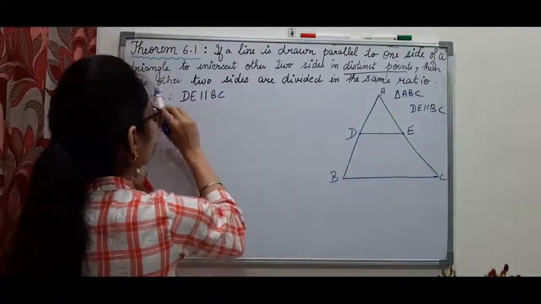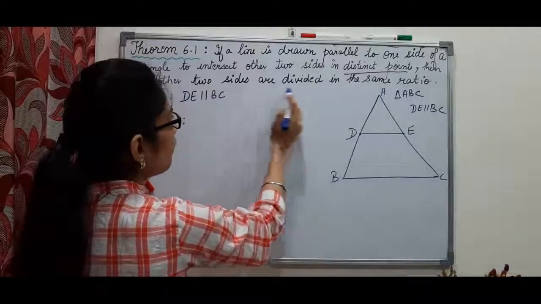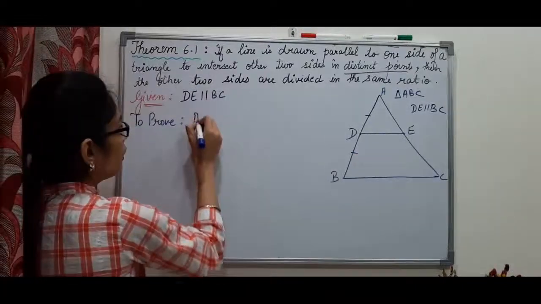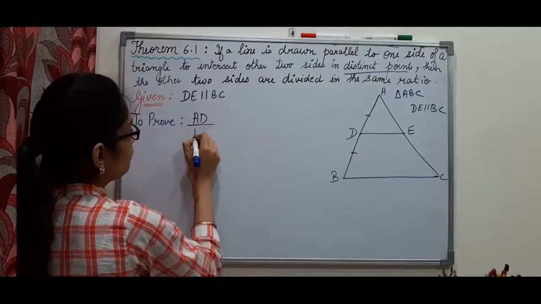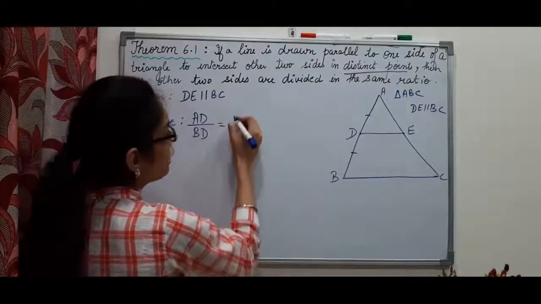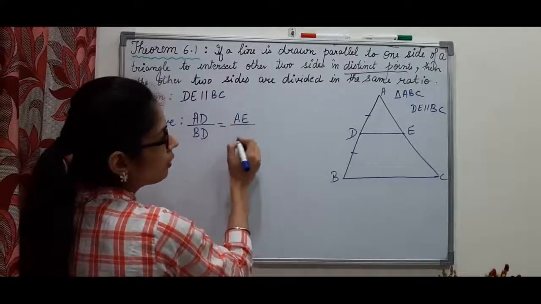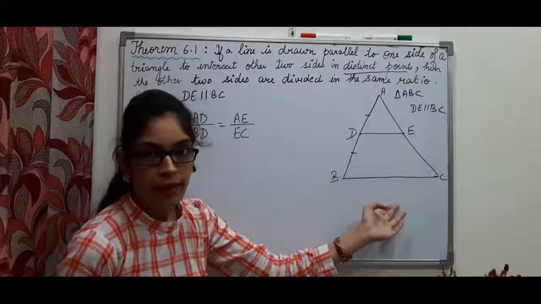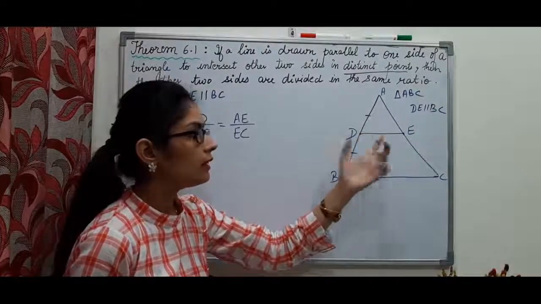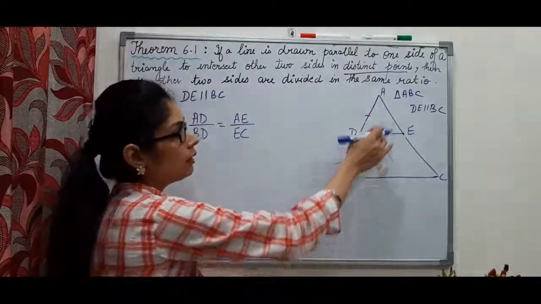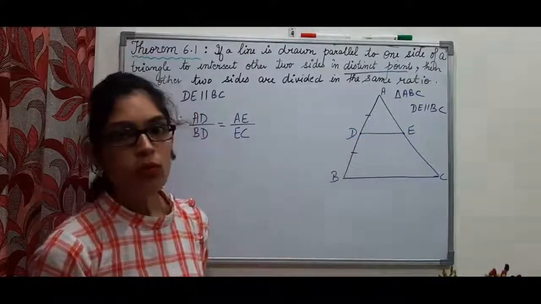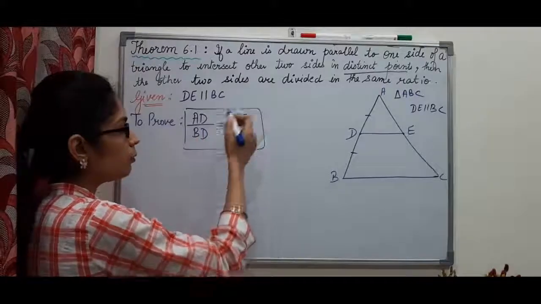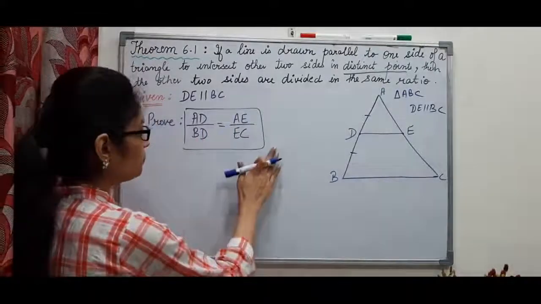So this is the thing we have to prove. The other two sides of the triangle are divided in the same ratio, which means AD upon BD is equal to AE upon EC. If a line is drawn parallel to one side of a triangle and this line is intersecting the other two sides also, then the other two sides are divided in the same ratio. This we have to prove, that AD upon BD is equal to AE upon EC.